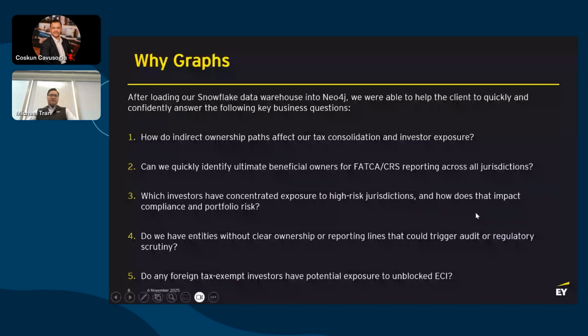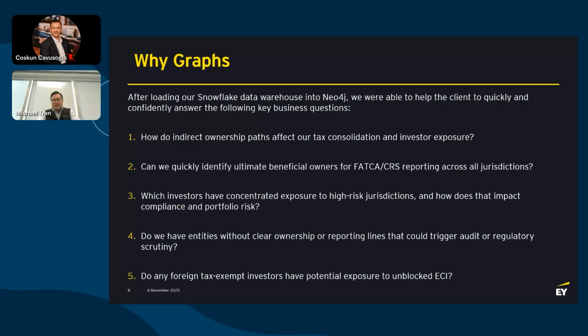And so why graph, right? I talked a little bit about why it's important. Some of these are to make it a little more real, and highlight some of the really complex questions that matter for a global organization with global investors, right? And all the different regimes of regulation and taxing that they have to deal with. And so, one question: how do indirect ownership paths affect our tax consolidation?